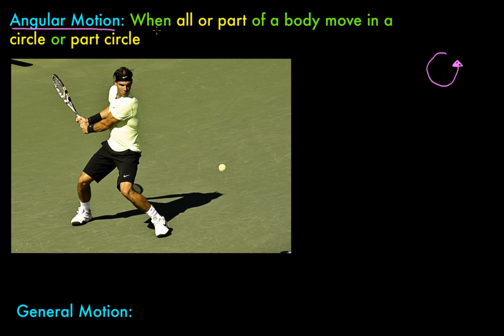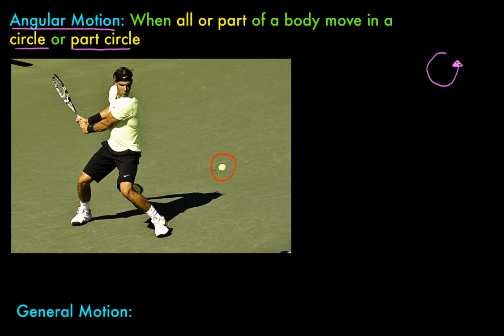So our definition is when all or part of a body moves in a circle or part circle. Okay, circle or part circle. So let's apply this to our tennis ball here that Rafael Nadal is striking. I'm going to change the tennis ball so it's bigger and redder. So imagine that red, almost circular thing is the tennis ball.